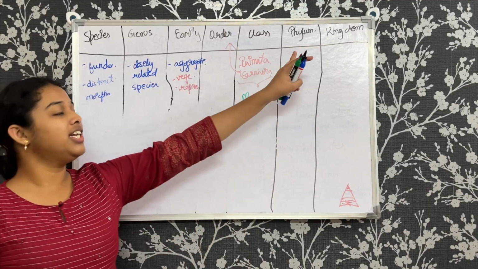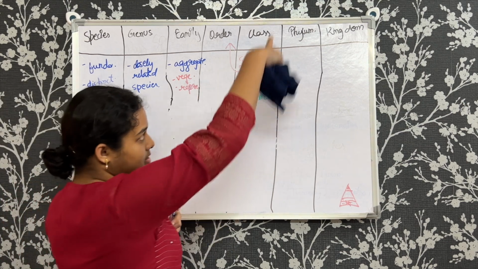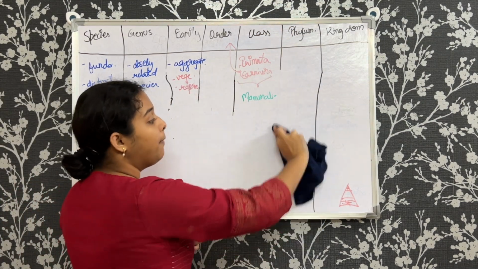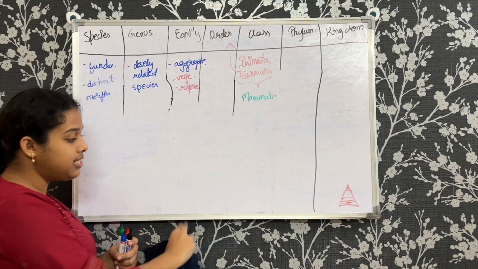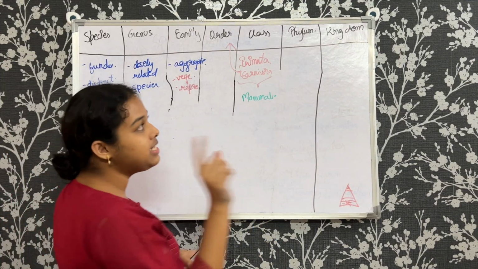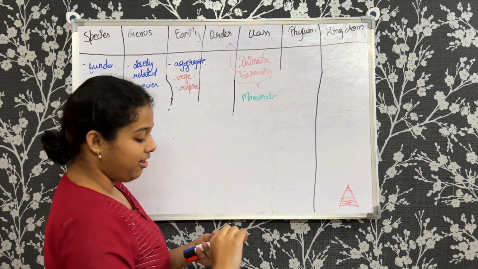Okay. Now let us start with phylum. Phylum is actually here for this category. We also have the term called division. But division is for plants and phylum is for animals, okay? And these plants and animals, these terms, they come under kingdom. That is the next and the final level, okay?